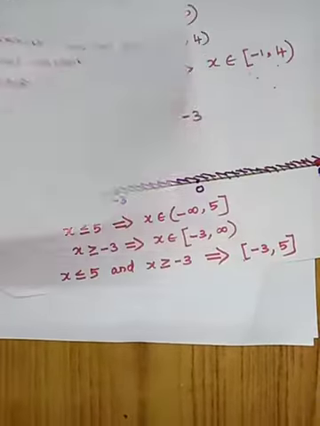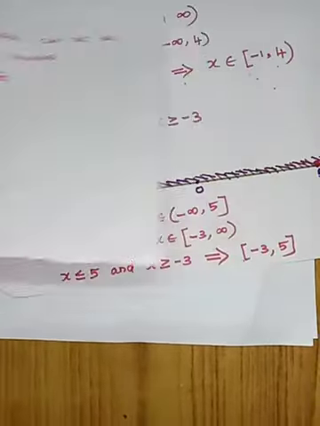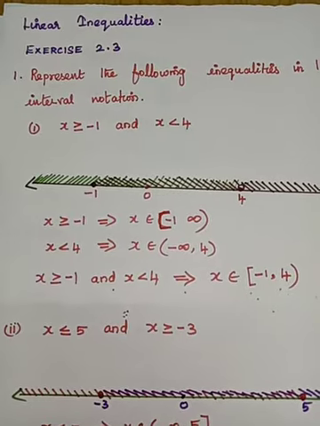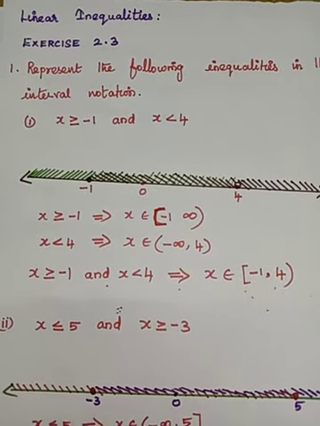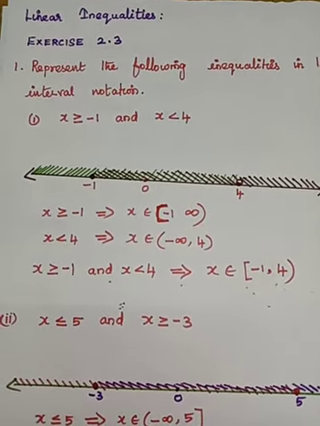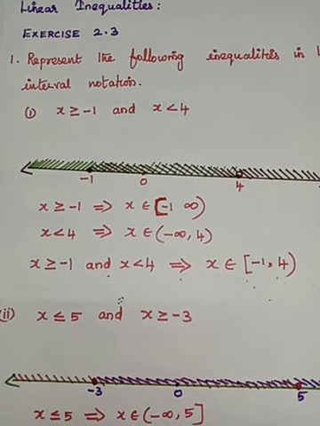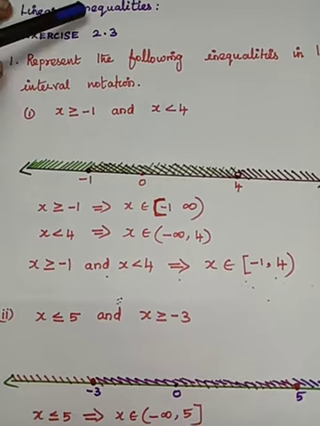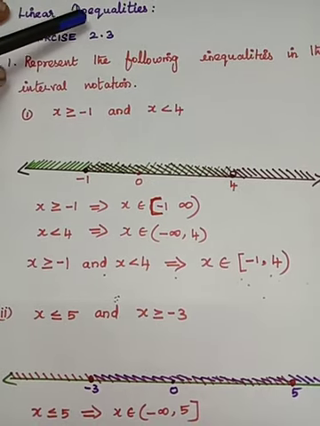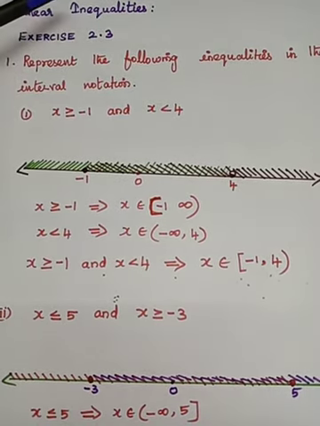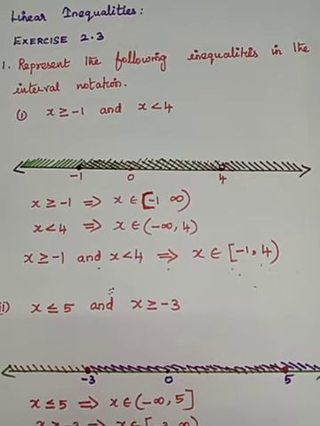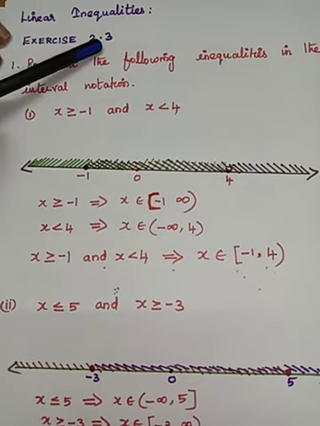So we have completed exercise 2.2. Next we are moving to the topic linear inequalities. In the previous exercise we saw absolute value, the modulus. Here we are moving to linear inequalities, where less than and greater than will come. So see exercise 2.3.